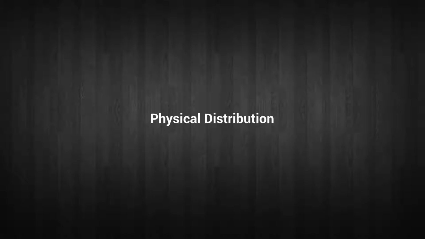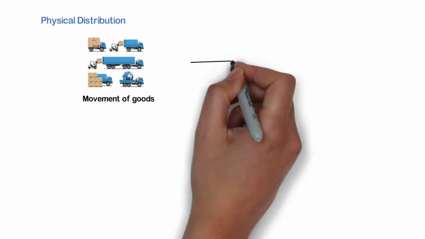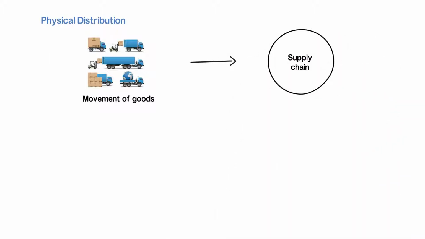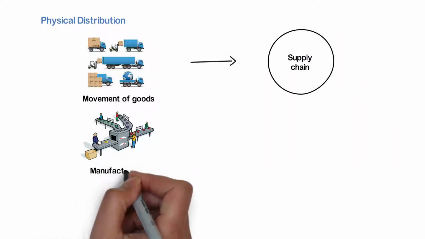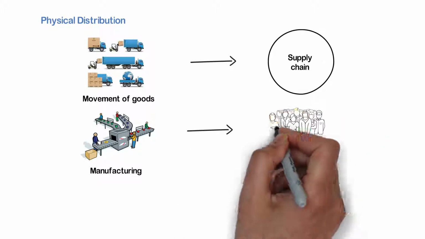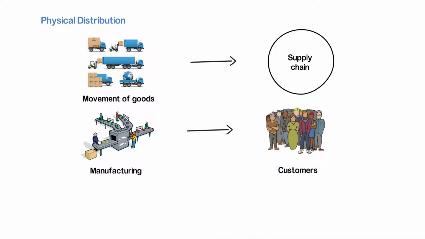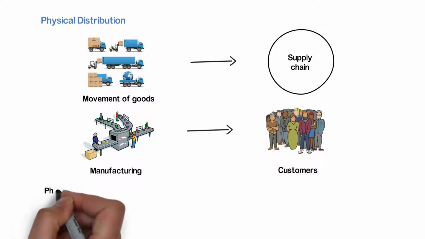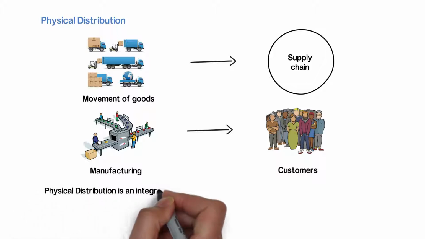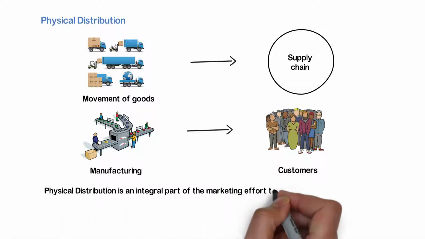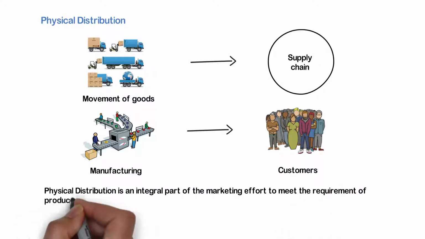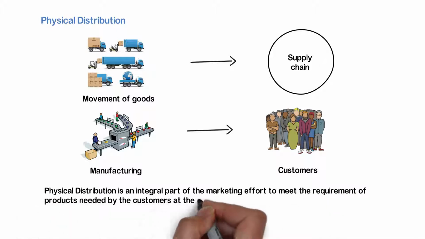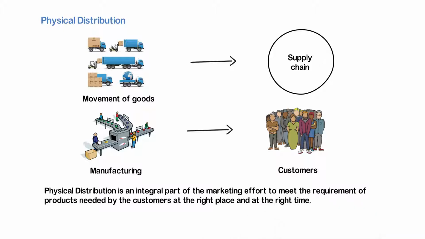The third component in inventory flow is the physical distribution process. Physical distribution is concerned with the movement of goods across the supply chain. It starts from the manufacturing point to the customers through the intermediaries. Physical distribution is an integral part of the marketing effort to meet the requirements of products needed by the customers at the right place and at the right time.